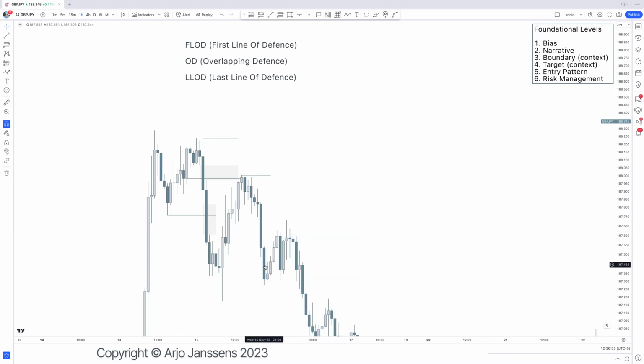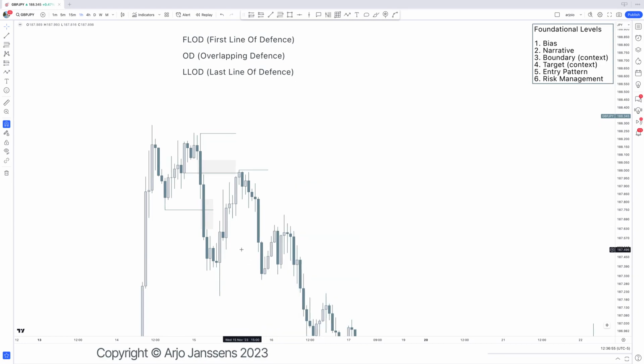So right here, we have this fair value gap. Then we have somewhat of a breaker right there, you could call it a breaker if we have a PD array right there. The most important part here is that we have this small consolidation, which creates another swing low, which essentially is another breaker or mitigation block, which we then continue lower off of. That is the overlapping defense right there.